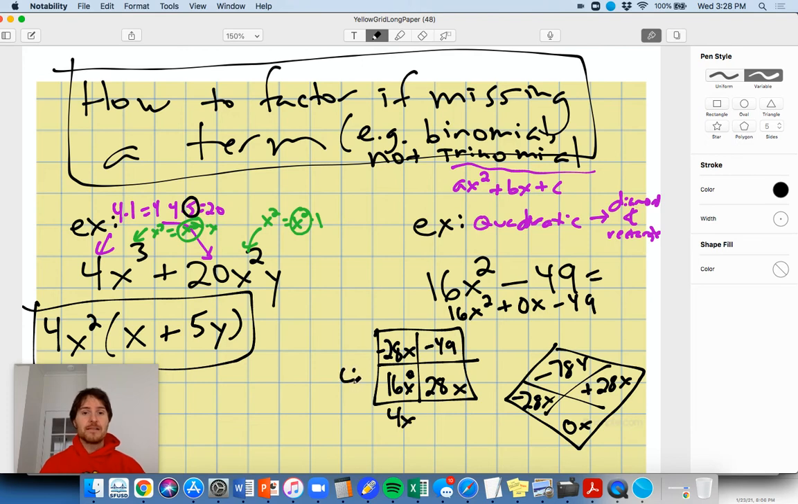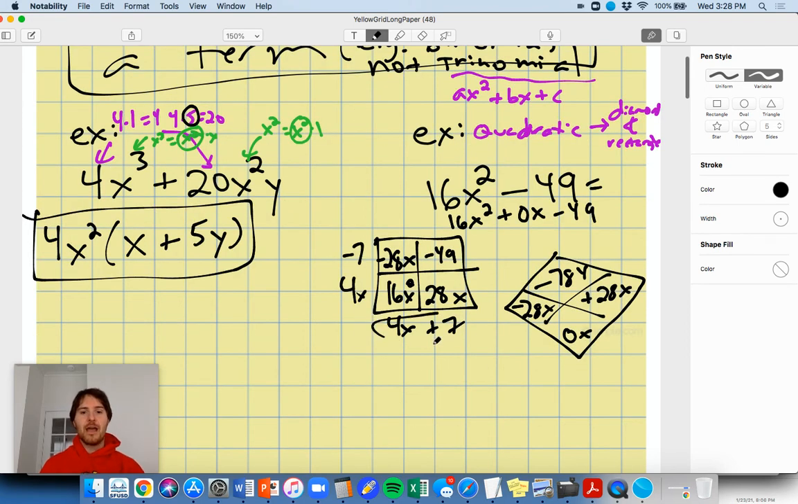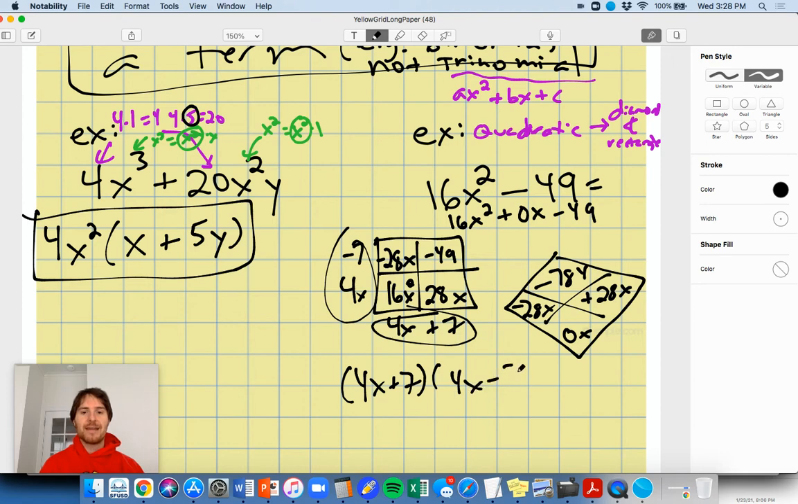4x here times 4x here brings you to 16x squared. 4x times negative 7 brings you to negative 28x. 4x times 7 brings you to positive 28x. There you go. So we have this factored as this. What we have on the outside here is 4x plus 7 times 4x minus 7.